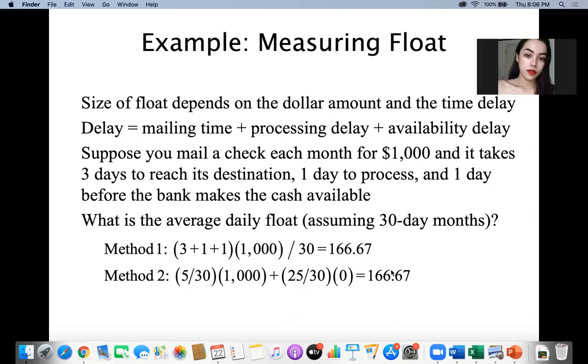Method 1 po. Sir, i-round up po ba yan, or ganyan na po talaga yung sagot? Day siya, 167. Kasi day siya, wala naman pong 0.67 days, di ba? Yan. Rounding off tayo, nearest to the peso.